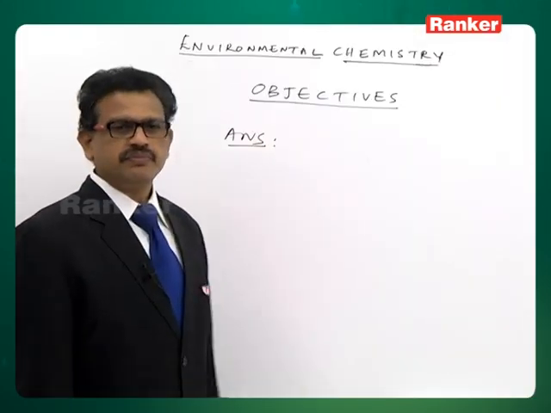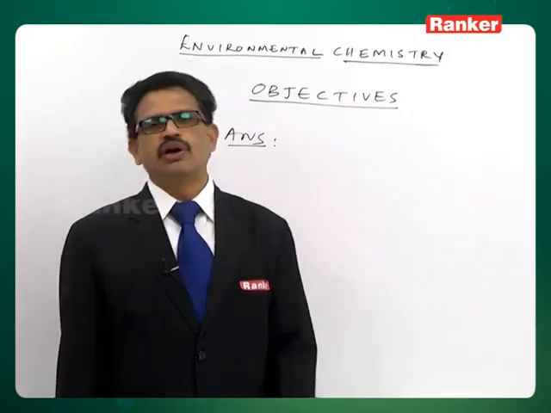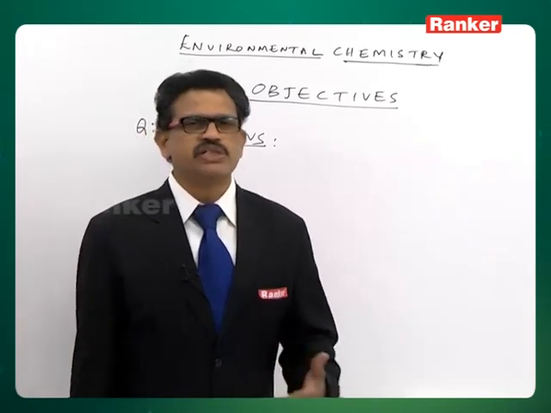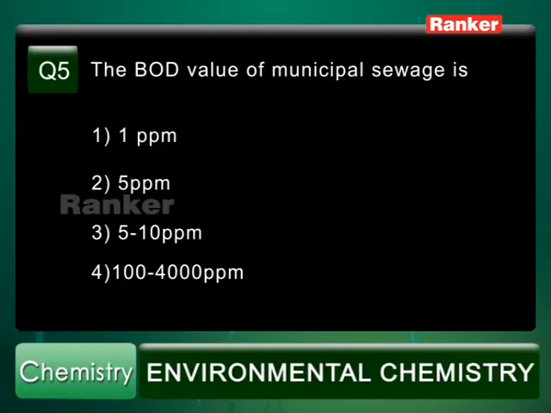Question number 5. The biochemical oxygen demand, called BOD. The BOD value of municipal sewage water is: option 1, 1 part per million; option 2, 5 parts per million; option 3, 5 to 10 parts per million; option 4, 100 to 4000 parts per million. The BOD value in municipal sewage water is 100 to 4000 ppm. So we can go for answer 4.